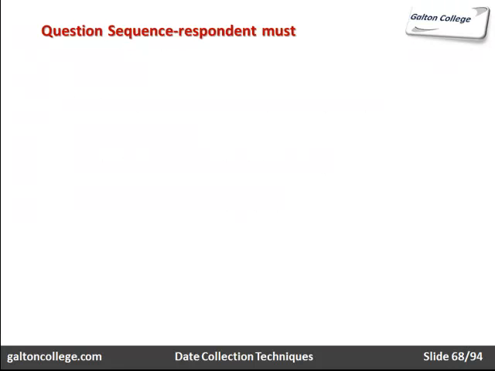Now the question sequence, well, the respondent must understand the sequence of the questions. They must know which section they're in, the introductory section, the main section, the concluding section, the end section. They must be motivated to answer. If the respondent is not motivated, it's not going to go anywhere. So they must want to help.